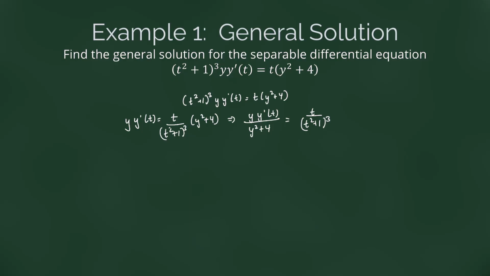We're going to rewrite y prime of t as dy/dt. So we have 1 over (y squared plus 4) dy/dt is equal to t over (t squared plus 1) to the third. Multiplying both sides by dt, we get that 1 over (y squared plus 4) dy equals t over (t squared plus 1) to the third dt. We can now integrate both of those.